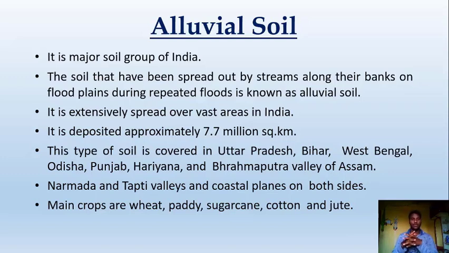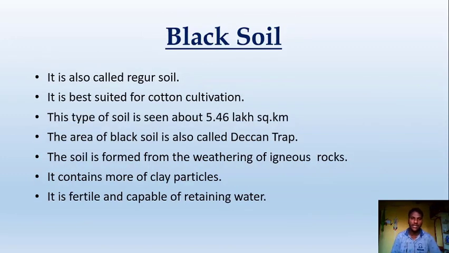It extensively spreads over vast areas in India. It is deposited over approximately 7.7 lakh square kilometers. This type of soil is covered in उत्तर प्रदेश, बिहार, वेस्ट बेंगाल, ओडिशा, पंजाब, हरियाणा and the Brahmaputra Valley of Assam, Narmada and Tapi valleys, and coastal plains on both sides. The main crops generally available in alluvial soil are wheat, paddy, sugarcane, cotton and jute. Alluvial soil. Then the next point is black soil.